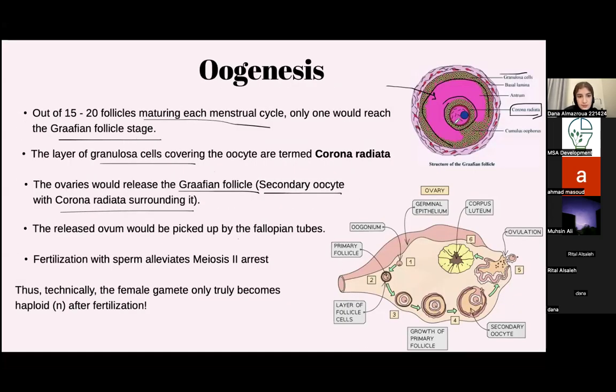And then fertilization with sperm relieves the meiosis II arrest. Without fertilization, the eggs are never fully mature. Thus, technically, the female gamete only truly becomes haploid after fertilization. Whenever we say truly haploid, meaning the chromatids are 23 and the chromosomes are 23, it's only after fertilization.